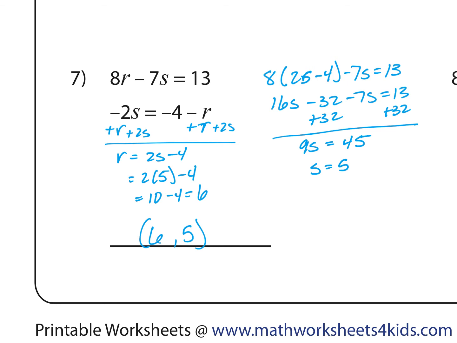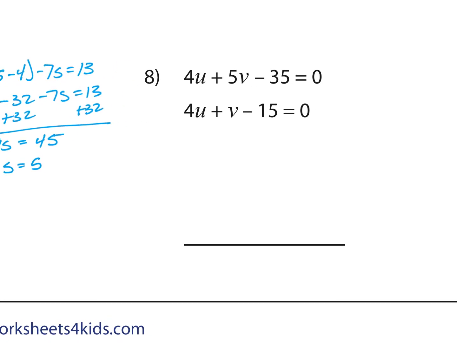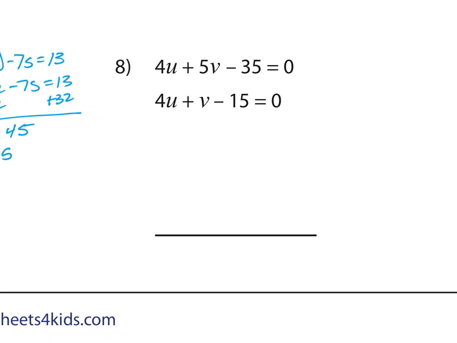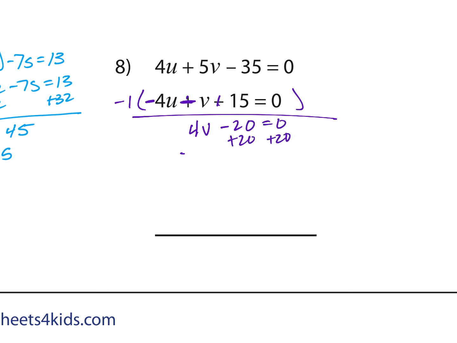And number 8, I have a positive for you and a negative for you, so I'm going to change one of these to a minus. So I'm going to multiply by a negative 1. That gives me negative, negative, positive. So add them together, and I get 4v minus 20 equals 0. Add 20. 4v equals 20. V equals 5.